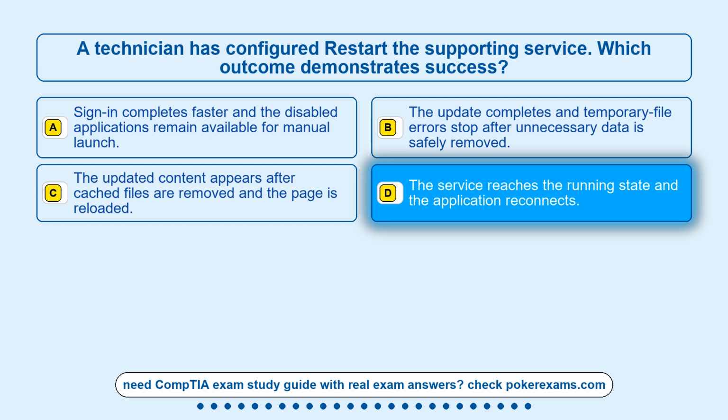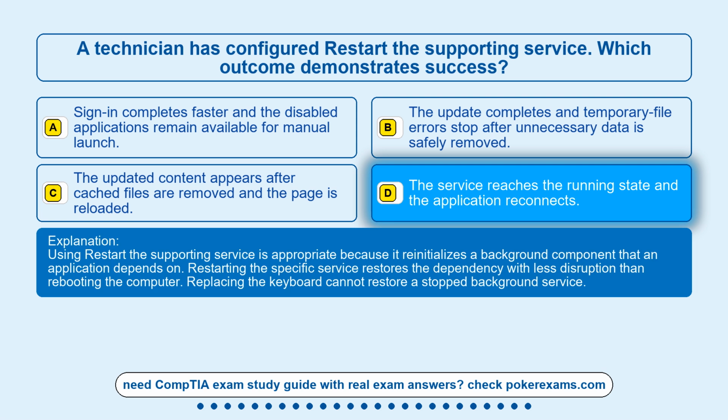The correct answer is option D. The service reaches the running state and the application reconnects. Using restart the supporting service is appropriate because it reinitializes a background component that an application depends on. Restarting the specific service restores the dependency with less disruption than rebooting the computer. Replacing the keyboard cannot restore a stopped background service.